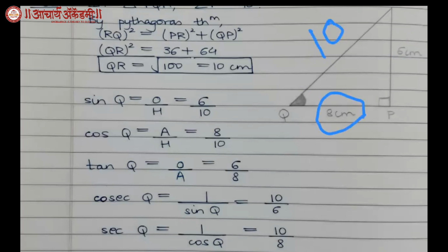Similarly, the value of tan Q is opposite, this is the opposite side, so 6, upon the adjacent side. Adjacent side is 8. So the value of tan Q will be 6 upon 8.